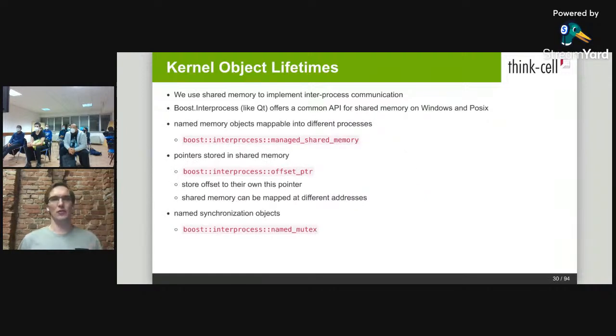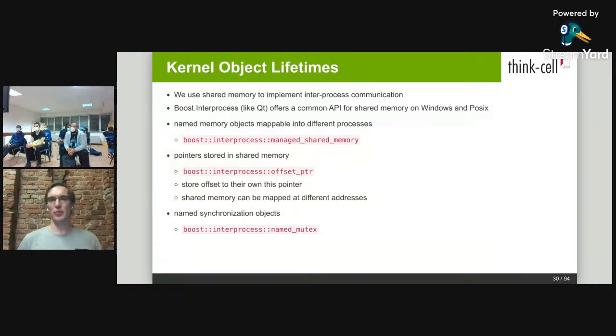Boost Interprocess gives you all the important objects that you need to use shared memory. So the first one is a shared memory object that you can look up by name and map into different processes. Then there is an offset pointer, which is a pointer that you can actually store in shared memory. Because when you have, for example, a vector that you want to put into shared memory, then that can't be a normal vector which actually stores real pointers. Because that shared memory segment can be mapped at different addresses in your participating processes. So every pointer would be wrong in the other process.